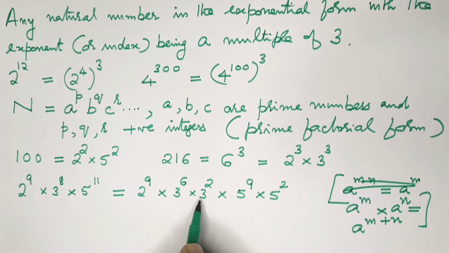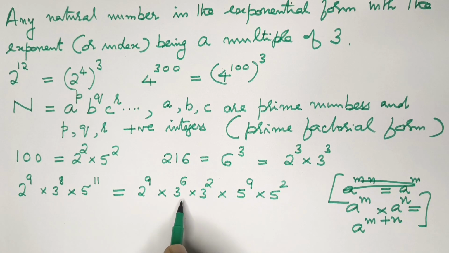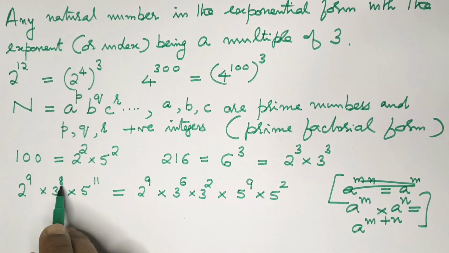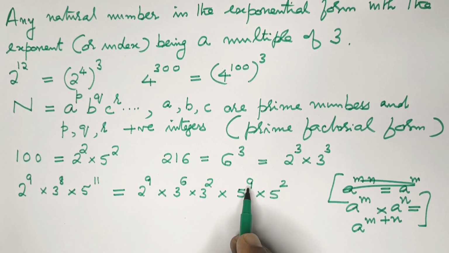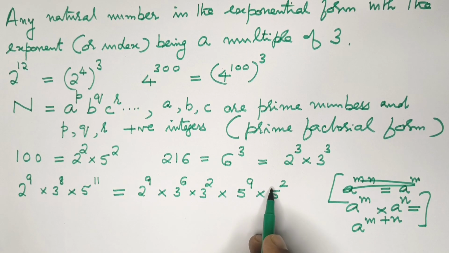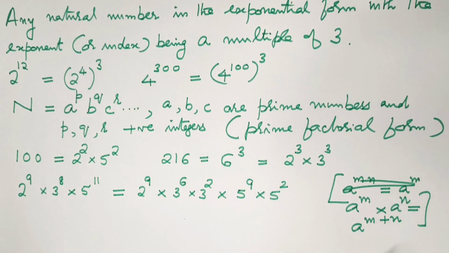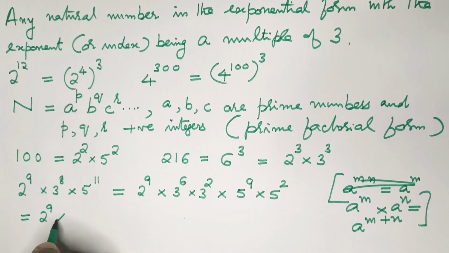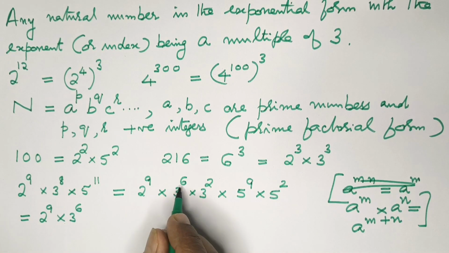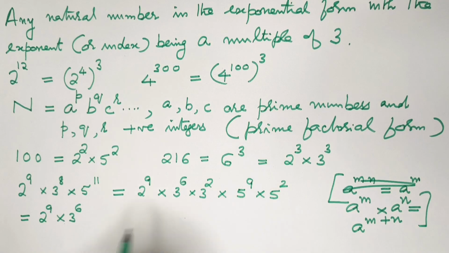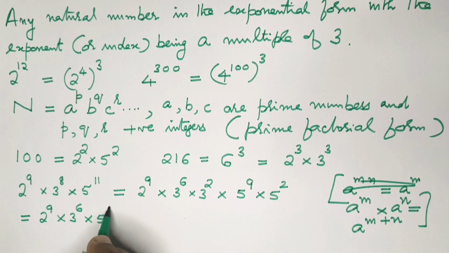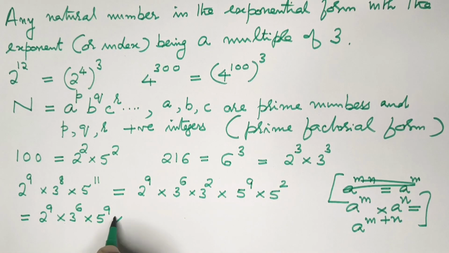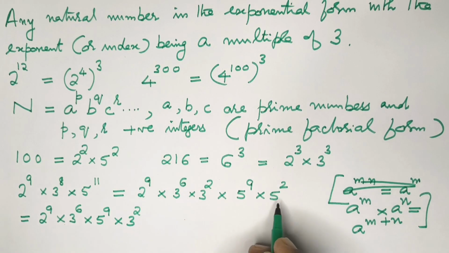See, 3 power 6 multiplied by 3 power 2 will be 3 power 6 plus 2, and that will be 8. Similarly, 5 power 9 multiplied by 5 power 2 will be 5 power 9 plus 2, which will be 11. So we have just modified the given number like this. Now in the next step, let me write 2 to the power of 9 as it is, 3 to the power of 6. Then let me choose 5 to the power of 9. Then this 3 I will write here, and there is a 5 here.